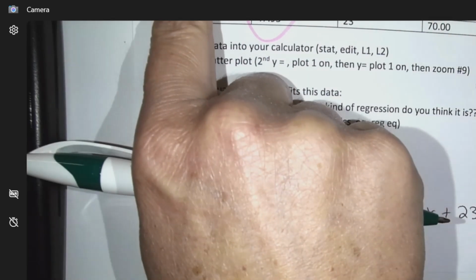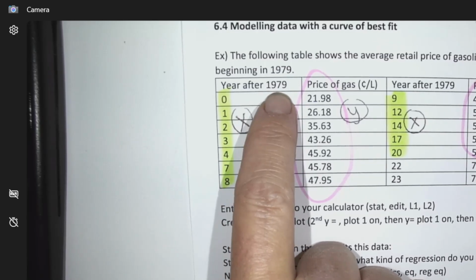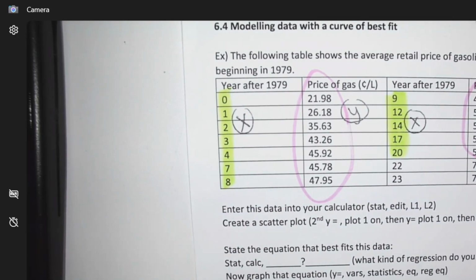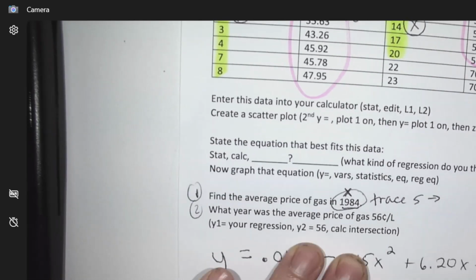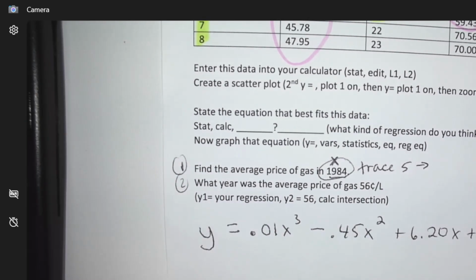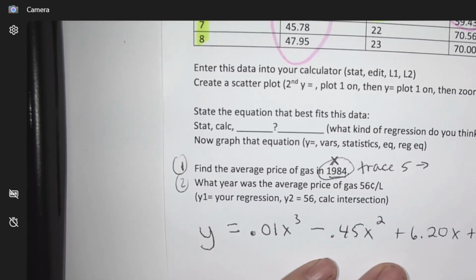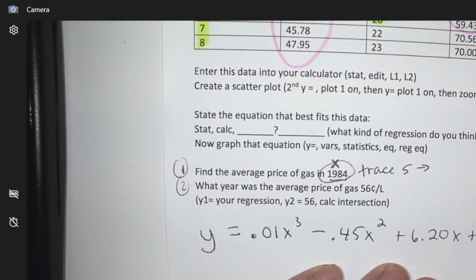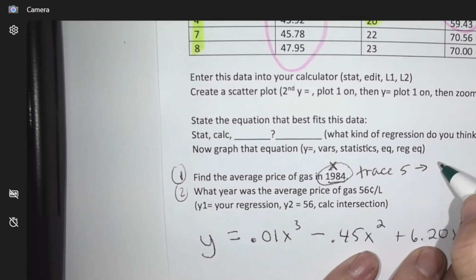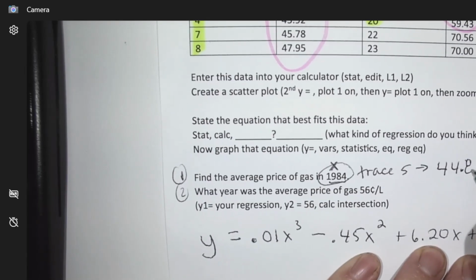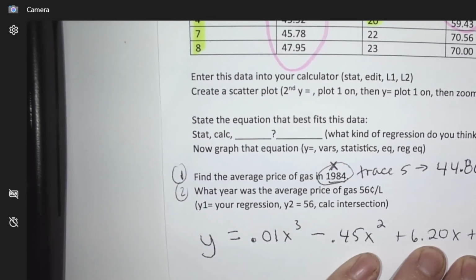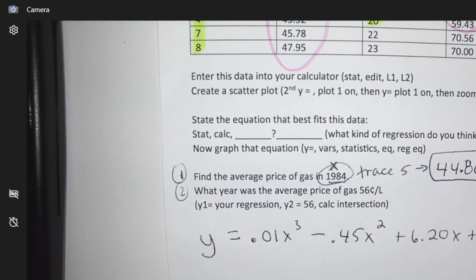The years after 1979. So what are you saying? So I'm going to go trace 5. That's all I'm doing. Trace 5, enter. Wait, why 5? It's 5 years after 1979. $44.80 cents per liter.